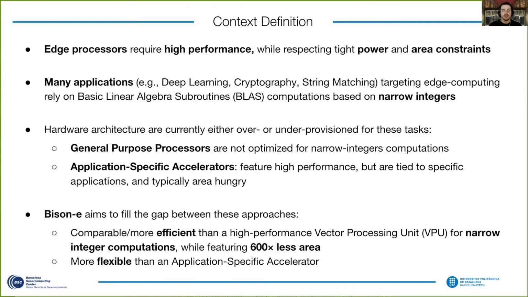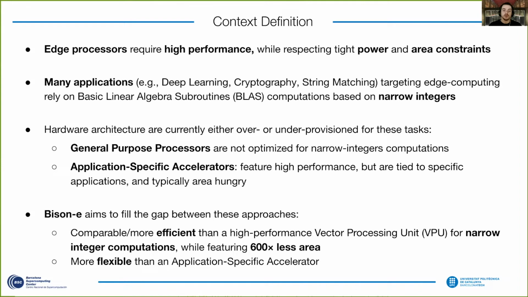On the one hand, general-purpose processors are not optimized for narrow precision computation. It is worth noticing that the typical minimum bit width supported by a processor is 8-bit. On the other hand, application-specific accelerators, while featuring high performance, are tied to a specific set of application classes and are typically area-hungry devices. And for this reason, we propose BiSone-e, which is a microarchitecture that aims to fill the gap between these approaches.